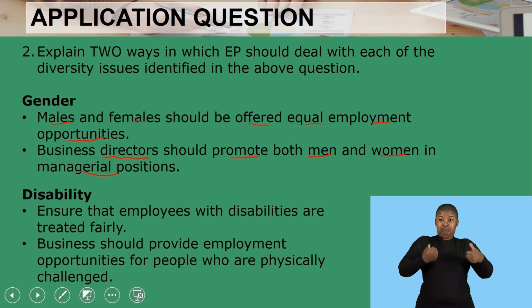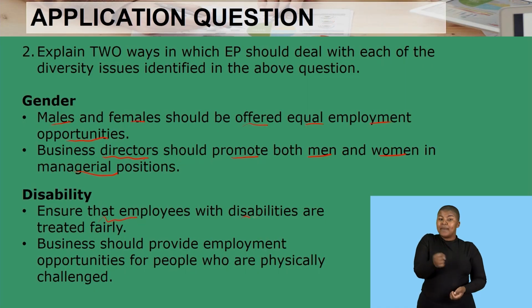That is one. Now, you also explain to them, how do you deal with disability? This is how you should take it. This is how you should understand it. You are an expert and you will be helping businesses on how to deal with such matters. So, disability, to say, because your environment does not accommodate people with disabilities, this is how you should deal with the matter. Ensure that you employ people with disabilities and that they are treated fairly in the workplace. That is one. The business should provide employment opportunities for people who are physically challenged.